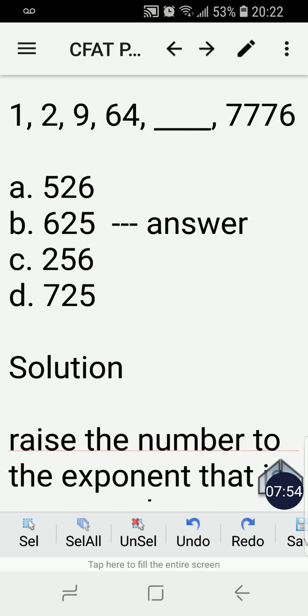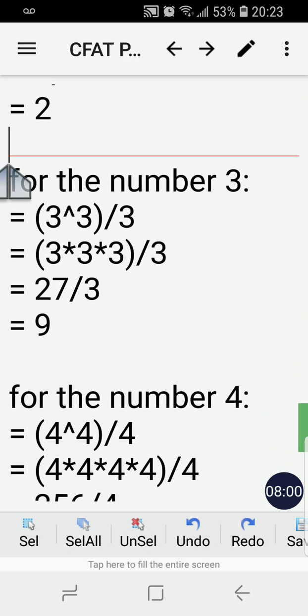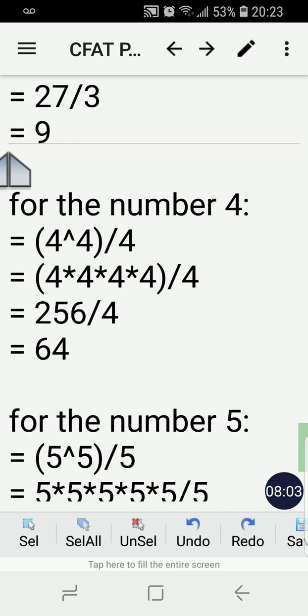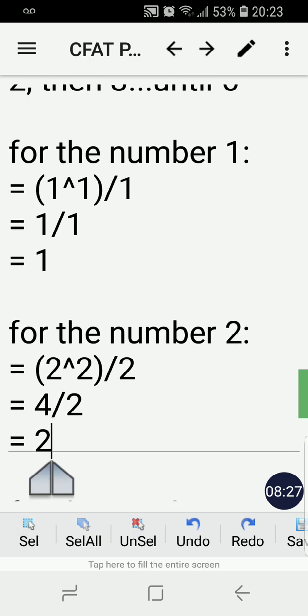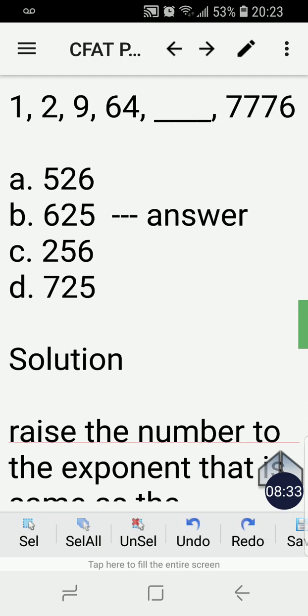The next number in the sequence is 64. How did we get 64? It's for the number 4. For the number 4, 4 to the power of 4 divided by 4. So 4 times 4 times 4 times 4, which is 256, divided by 4 is equal to 64. That's how we got the number 64 in the sequence.